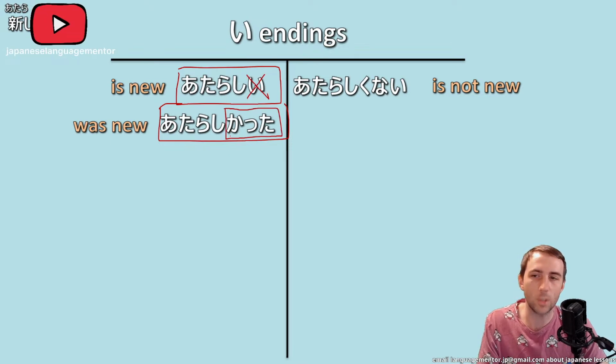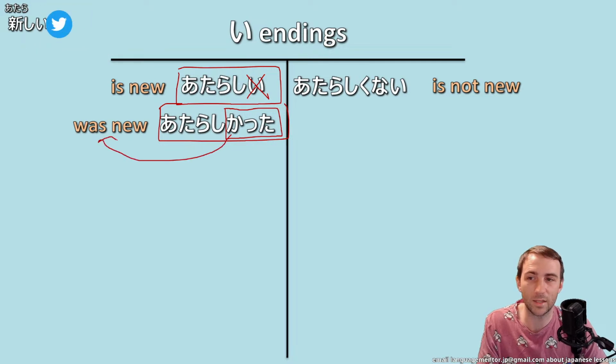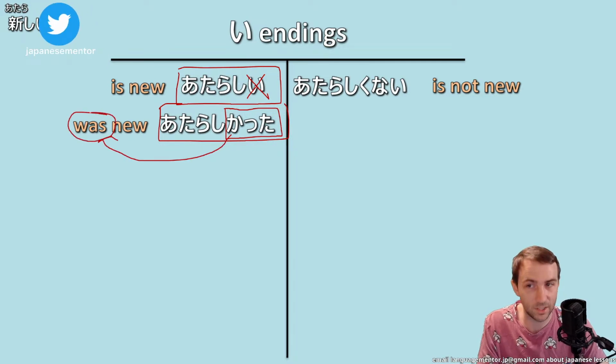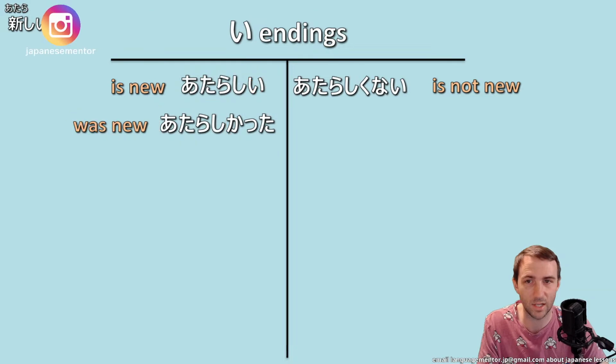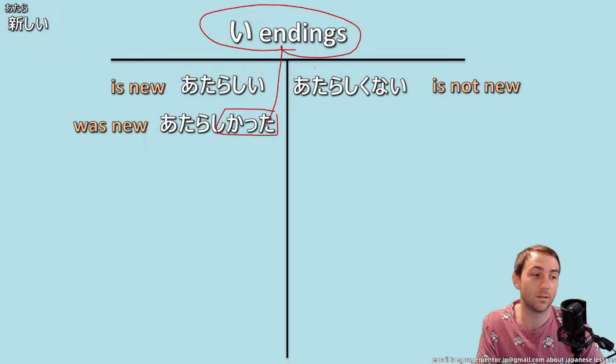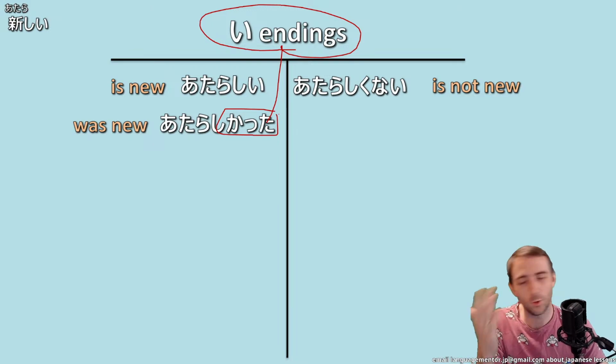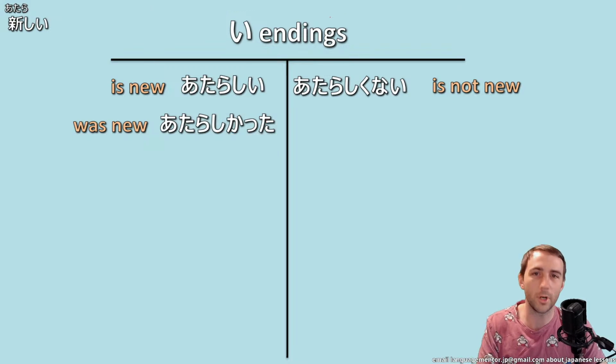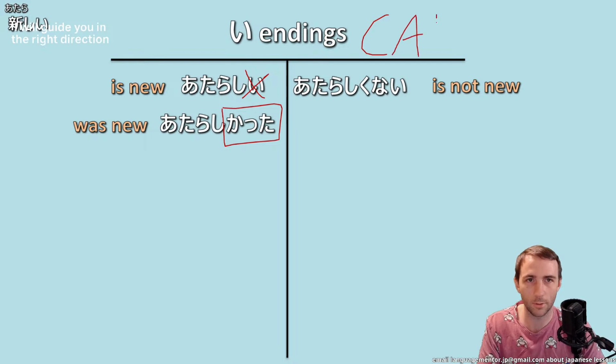So, it's okay to now think of かった as past tense. Not was, but past tense. Think of かった as past tense for E endings. Not all Japanese, okay? I can't say that. We're on E endings. This is E ending conjugation, okay? 新しかった. 新しい, get rid of the E, add かった. It's that simple. Car, okay?